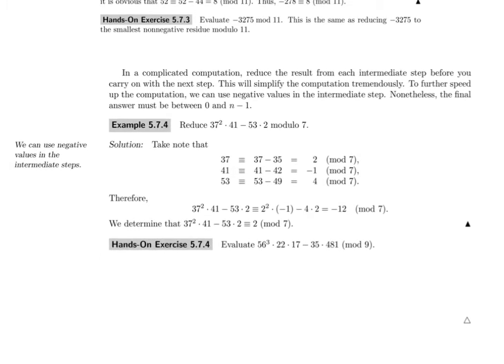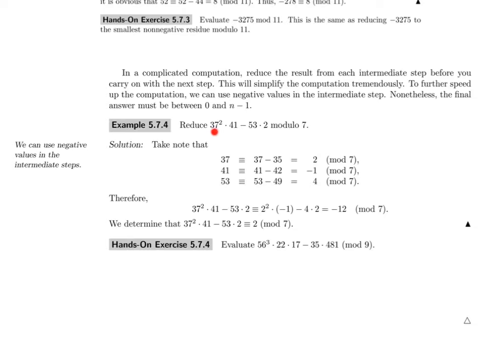Now look at this more complicated expression. We have something squared multiplied by some number minus the product of two other numbers, and we're trying to reduce that modulo 7. The nice thing about modular arithmetic is that we can reduce each of these numbers separately and then make all the numbers smaller so that we're working with smaller, easier numbers.